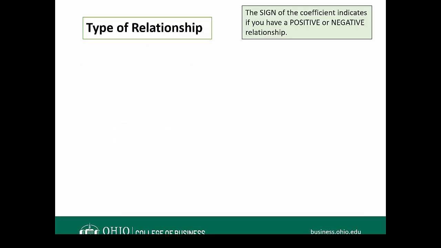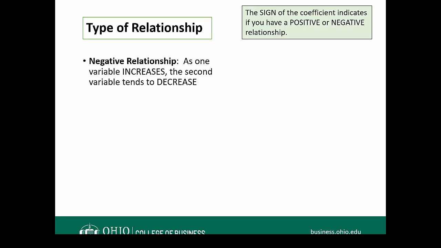So again, the sign of the coefficient, whether it's positive or negative, is going to tell you if you have a positive or negative relationship between those two variables. If your value is negative, you have a negative relationship. And that means as one variable increases, the second variable tends to decrease. And this is what it looks like on a scatter plot. So if you plotted it out, your dots would slope down to the right.